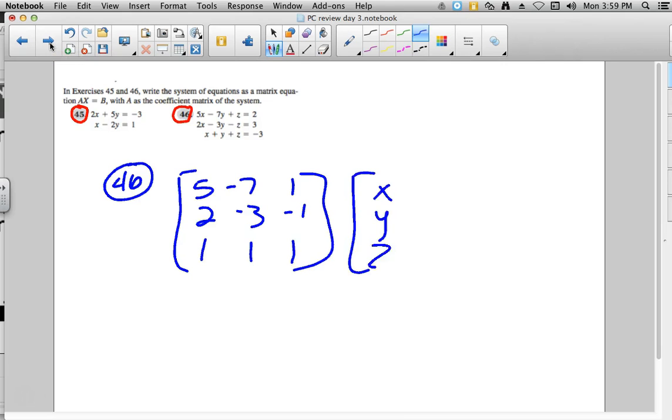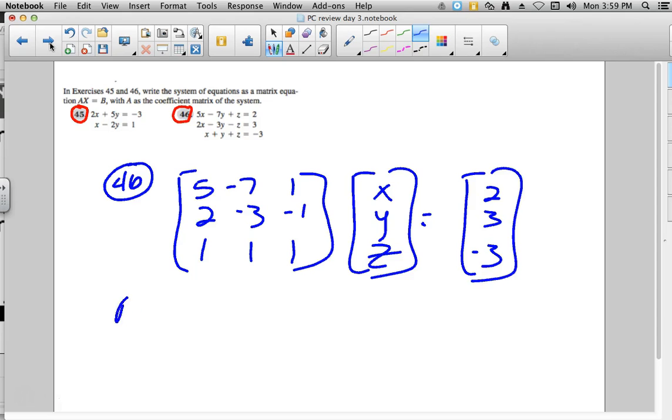Slap an x, y, z matrix next to it so that when we complete that multiplication, it would give us 5x minus 7y plus z, etc. equals. So we're just setting this system up.